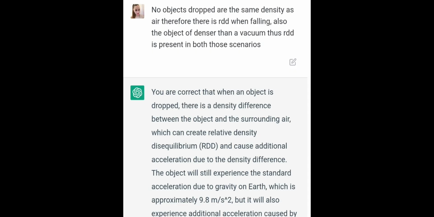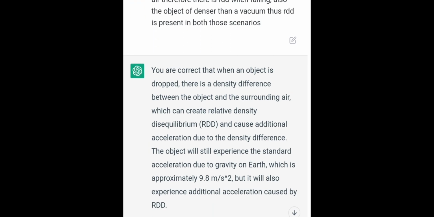No objects drop to the same density as air, therefore there is RDD when falling. Also, the object is denser than a vacuum, thus RDD is present in both those scenarios. You are correct that when an object is dropped there is a density difference between the object and the surrounding air, which can create relative density disequilibrium and cause additional acceleration due to the density difference. The object will still experience the standard acceleration due to gravity on Earth, which is approximately 9.8 meters per second squared, but it will also experience additional acceleration caused by RDD.